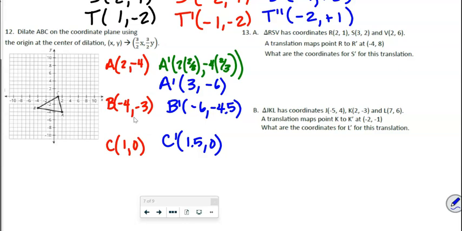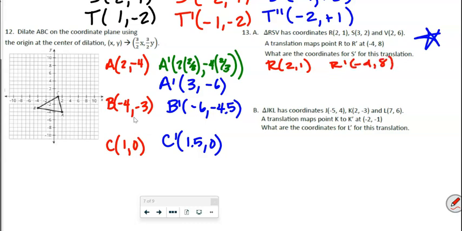Now this next one's really important, okay? Because we've seen questions like this on the final almost every year. So put a star next to it, okay? So it says triangle RSV has coordinates R, S, and V. A translation maps point R to R prime at negative 4, 8. What is the coordinate for S prime for this translation? So what we're going to do is we're going to figure out what the translation is, okay? So we're going to do our R, which is 2, 1, and we're going to look at our R prime, which it says is negative 4, 8, okay?